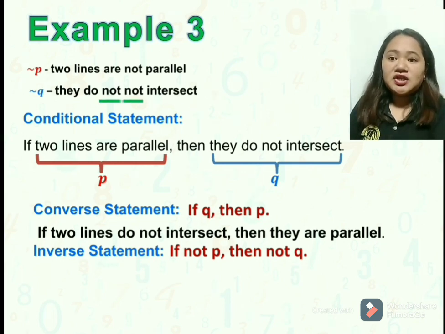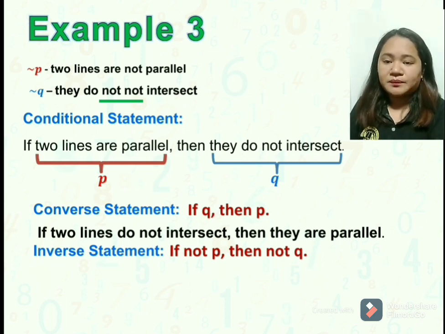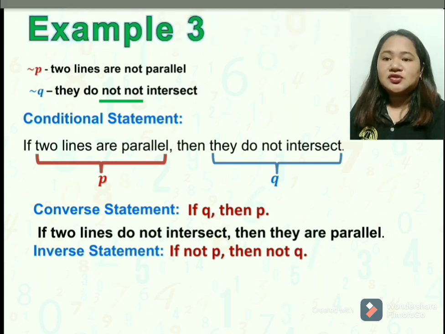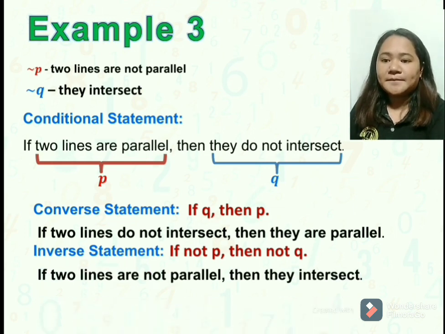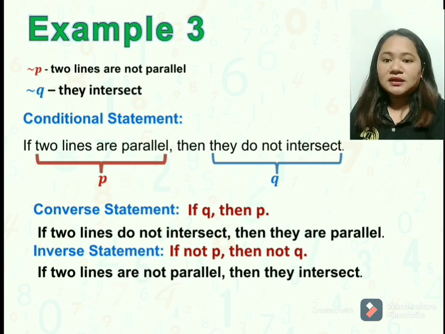In operation of integers, not is just like negative times negative, which results to positive. So, in negating a negative statement, simply make it a positive statement. So, instead of writing, they do not intersect, just write, they intersect. So the inverse statement is, if two lines are not parallel, then they intersect.